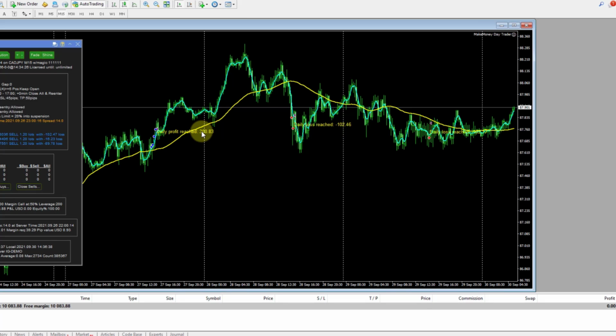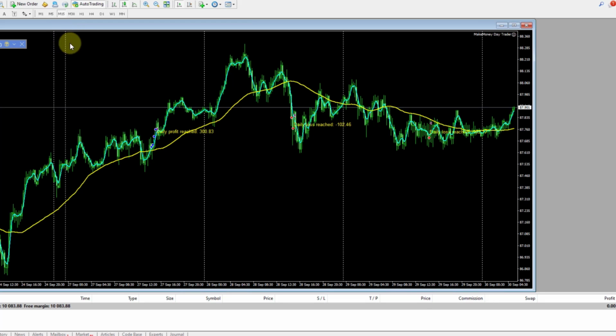So it's because of the high lot sizing that occurred. And look how quickly it hit. Because of the high lot sizing, it hit its target a little bit too quickly and hit its losses a little bit too quickly. Fortunately, that was a very strong trend, so the targets were hit nicely. So I think that's the overall analysis.